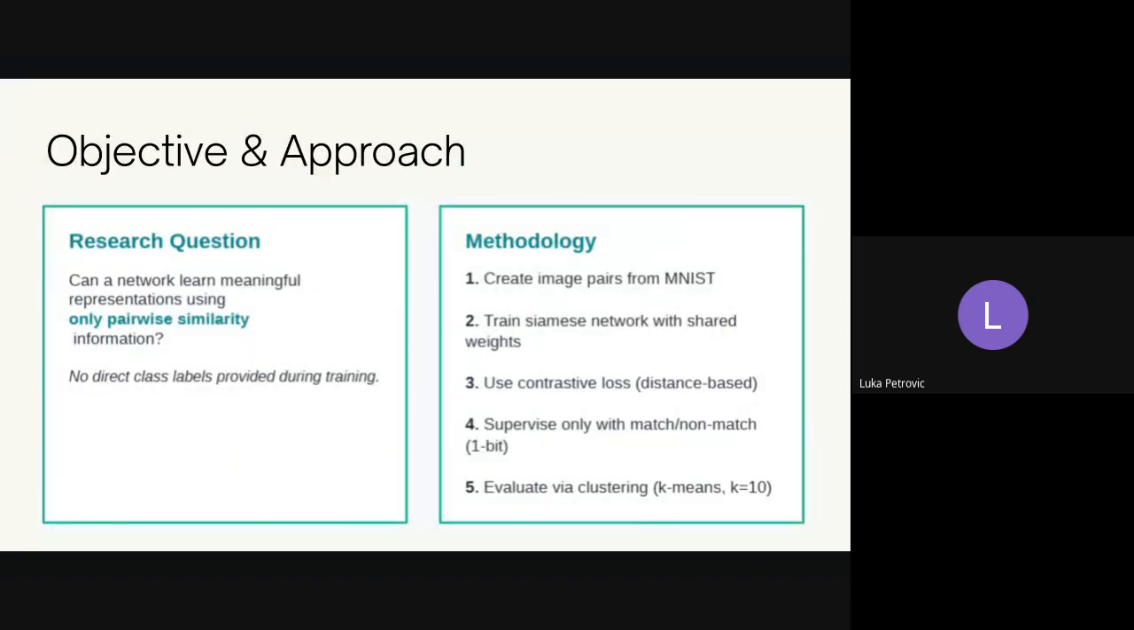Here is just a little overview of the methodology and approach we took. I will not go into detail, but we usually create the image, then we train it with the network, then we use the contrastive loss, which is a distance-based function, and then we supervise only with batch match and non-match. And then we evaluate via clustering. I will go into more detail in the next slide, so let's go to the next slide.